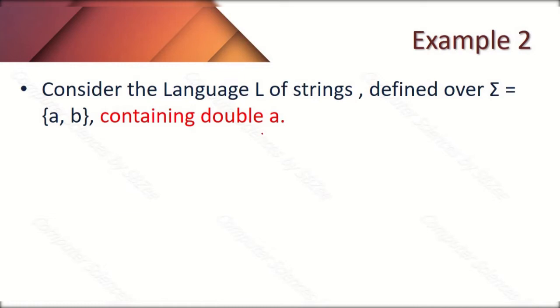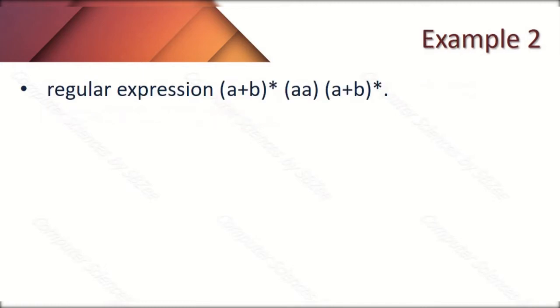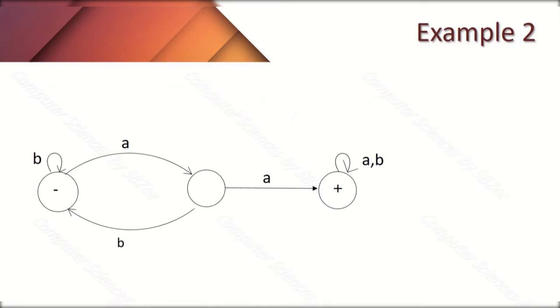Language of strings defined over sigma {a, b} containing aa. The condition imposed on this machine is that it must contain aa, meaning this machine will not accept lambda. The regular expression of that language would be (a+b)*aa(a+b)*. If we get lambda from the left-hand side and right-hand side, meaning from (a+b)*, even then that machine would generate aa. This one is the machine for that language.